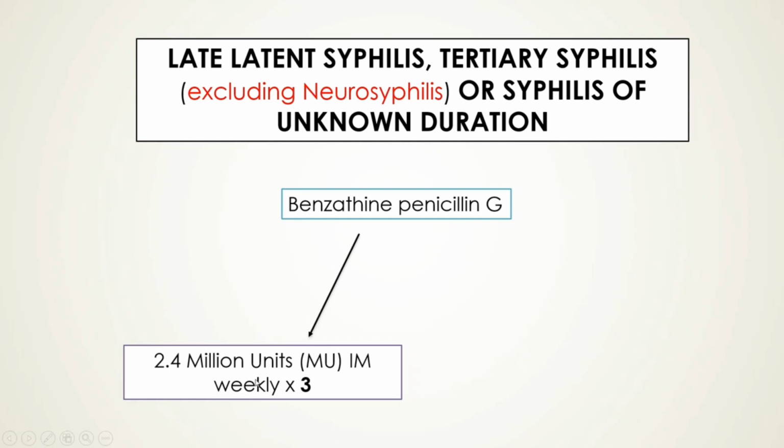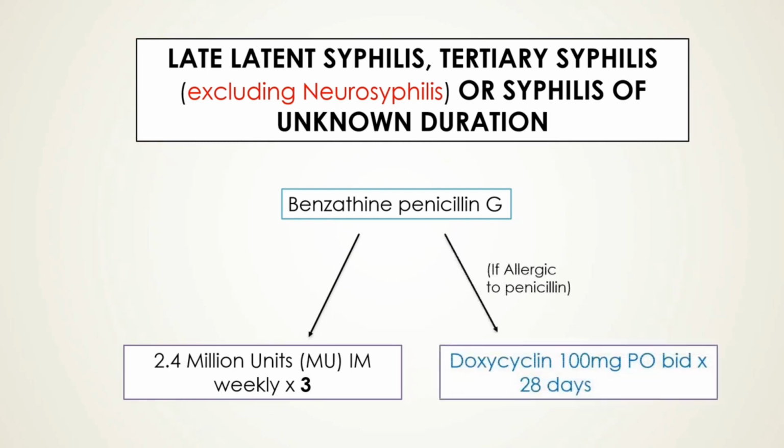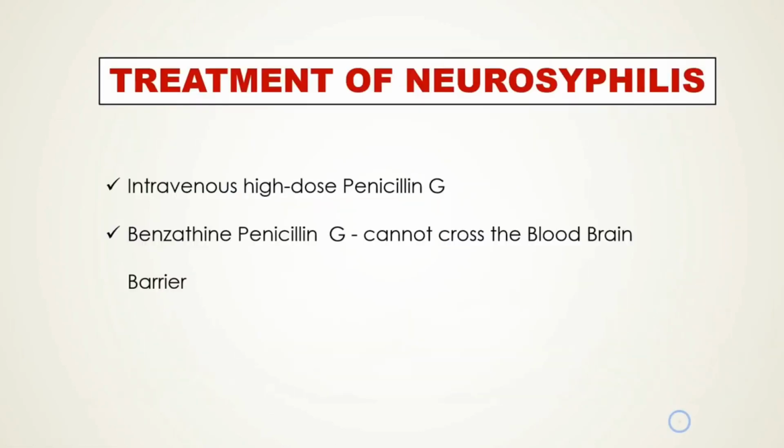We give the first dose of 2.4 million units of benzathine penicillin G at the first week, and again we repeat the same dose at the second week, followed by the same dose at the third week. So we give 3 doses separated by a week. And alternatively, if a patient can't tolerate penicillin for some reason, then we give a drug called doxycycline at a dose of 100 milligrams orally twice a day for 28 days, right?